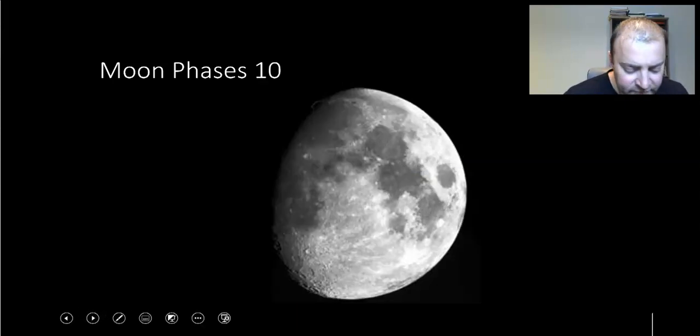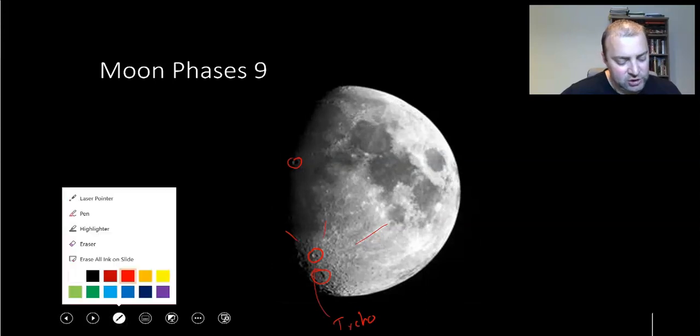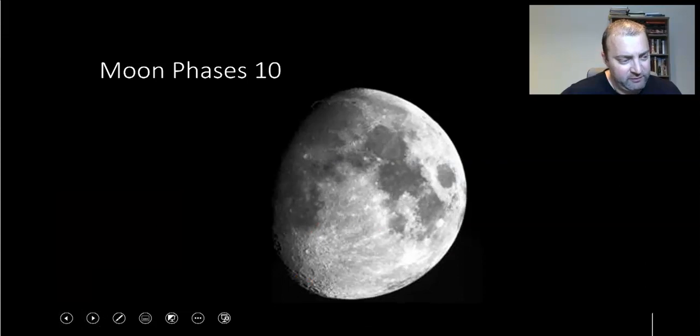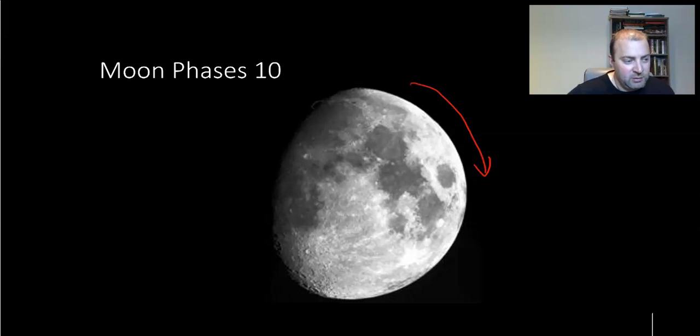We keep going. Now, something kind of interesting happened between these two images. So you see what's going on? It's almost like we had a slight rotation of the moon. Okay? So we can still see the same features, but it's almost like the moon tilted down a little bit. So it's possible that the image was rotated in that way. It's possible that something else happened.